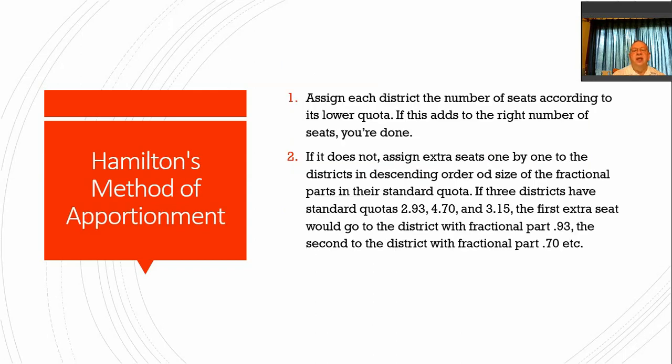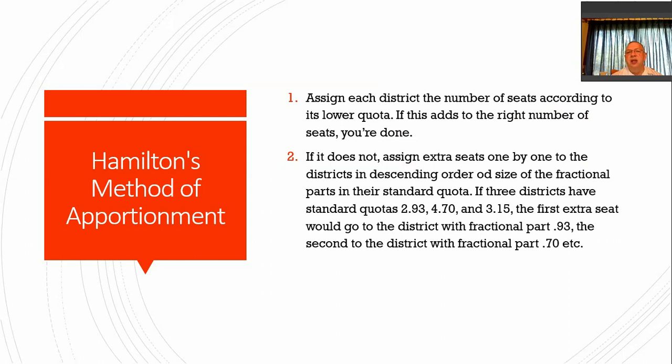There are a number of ways that we can go through this procedure, and Hamilton's method of apportionment is the following. I would assign each district the number of seats according to its lower quota, so we'd round down for the quota.